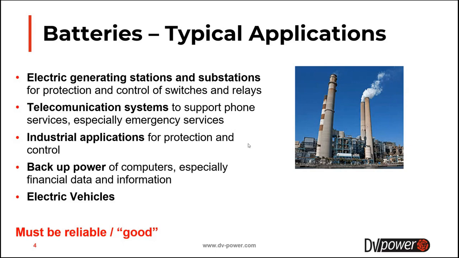Lately, batteries are being increasingly used in the automotive industry and electric vehicles. When a power outage occurs, diesel engines will start and the electricity will come back. But in that little amount of time, while diesel engines are starting, the whole system relies only on batteries. And they must be reliable in order to give the power needed for the system.